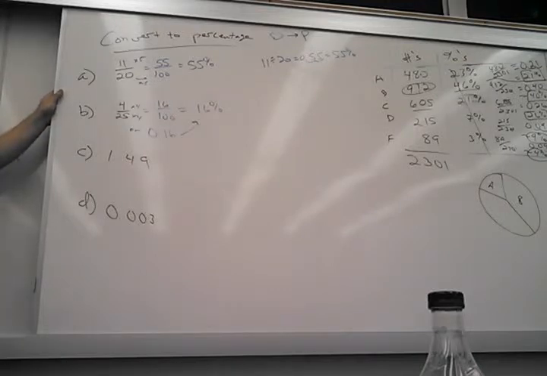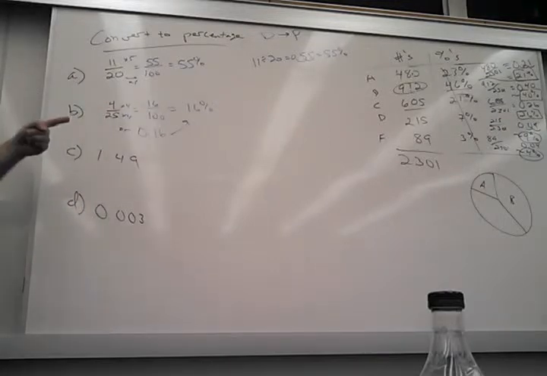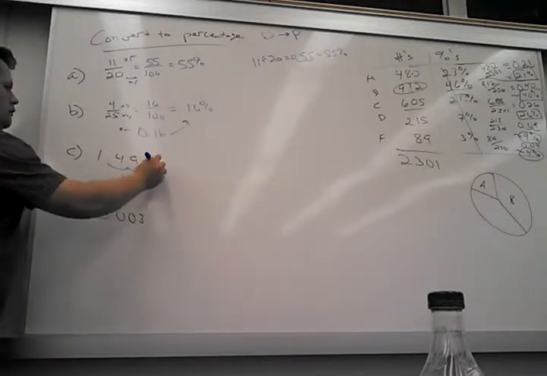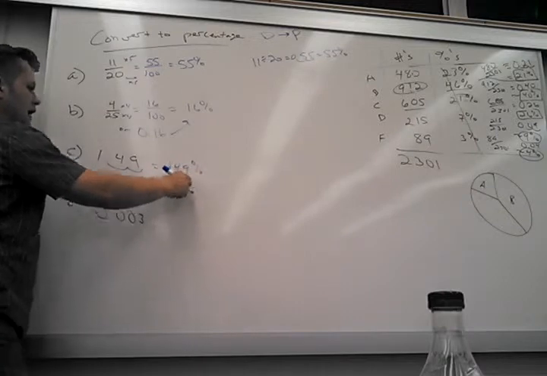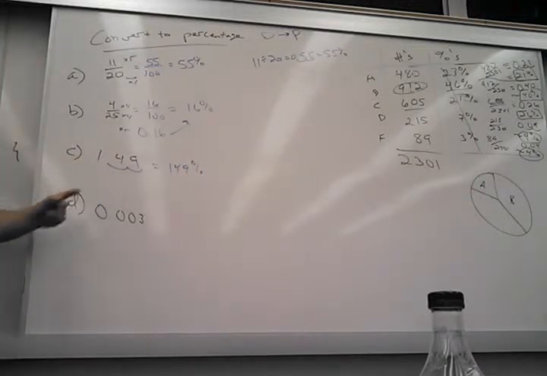And what about that guy? So it's a decimal currently, right? So if it's a decimal right now, which way do I have to go to get to a percentage? Right. So then you move it once, twice? 149%. And why is it not weird? 1 is 100%. 1.49 is bigger than 1. I expect my answer to be bigger than 100%. So that's not weird.